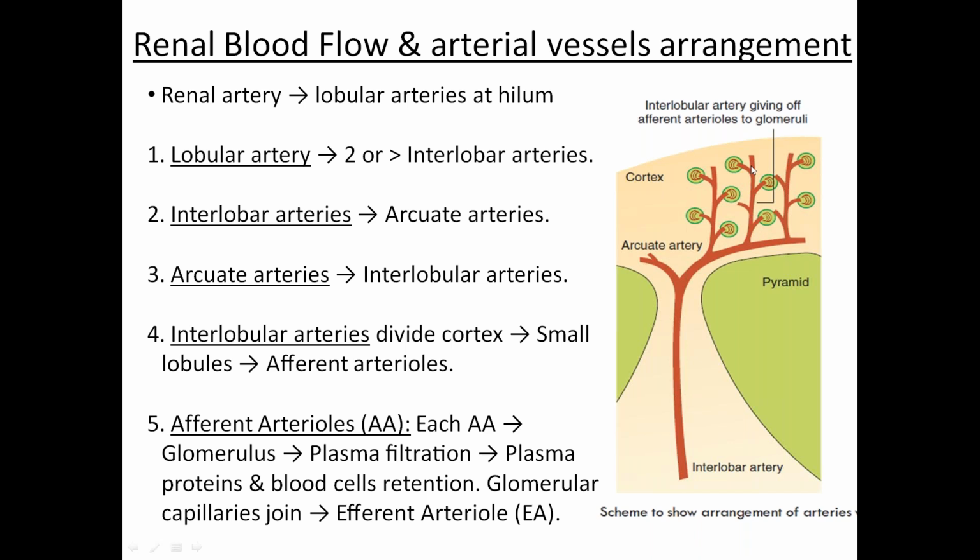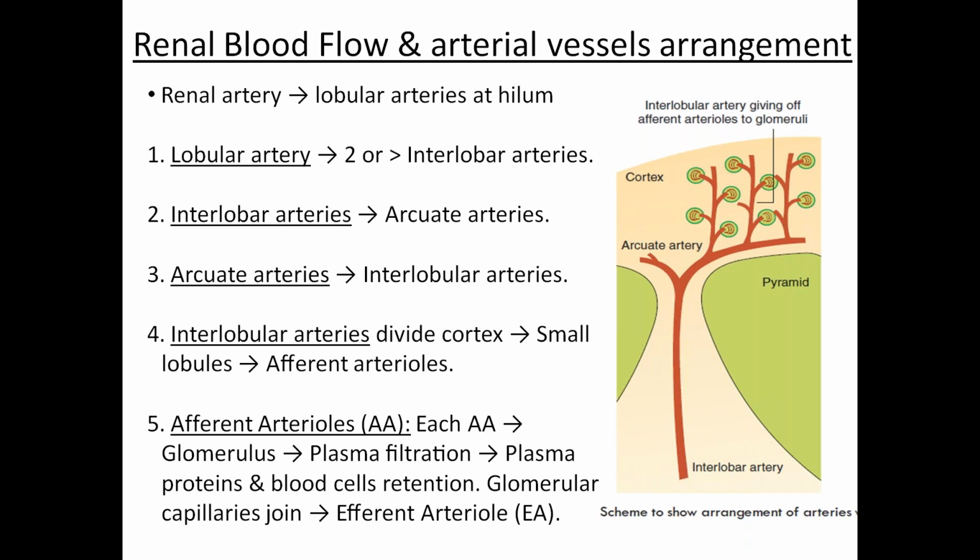Okay, now the interlobular arteries run through the cortex, and again now at right angles to the renal surface, to end in a subcapsular plexus. Okay, and the reason they are called interlobular arteries is because they are dividing the cortex into the small lobules, which we talked about right in the first slide. And then each interlobular artery gives off a series of afferent arterioles.